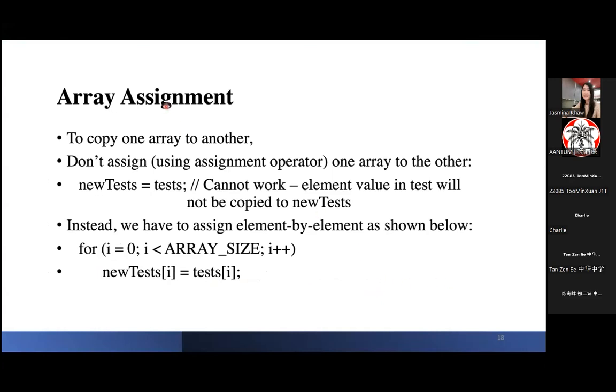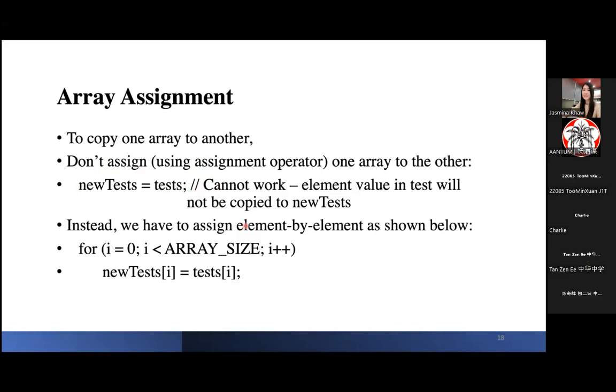Now we look at array assignment. To copy one array to another, we are not able to copy the whole array from one to another by using the assignment operator. So here we have the example. This is one of the arrays, newtest, and we have another array, test. Now we want to copy the whole value that we store inside the array test to newtest. So here, this is an illegal statement. We are not able to copy from one array to another array by just using the assignment operator with the name of the array. So this is illegal.